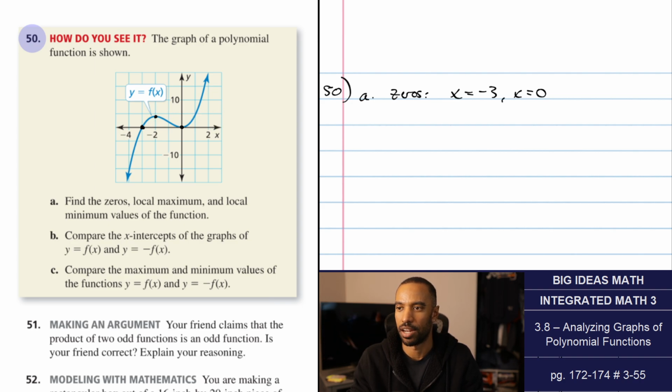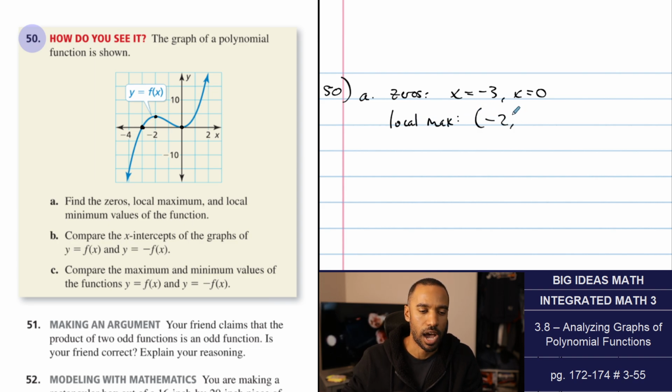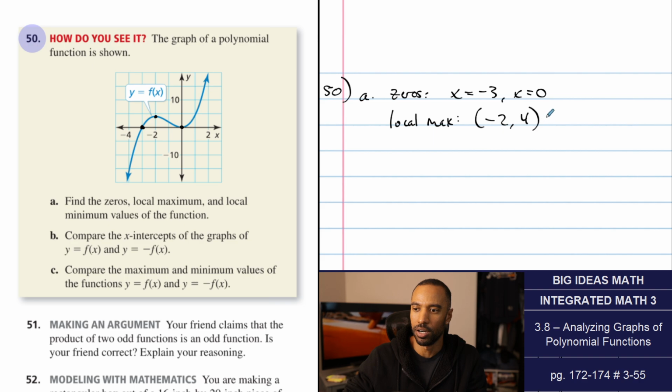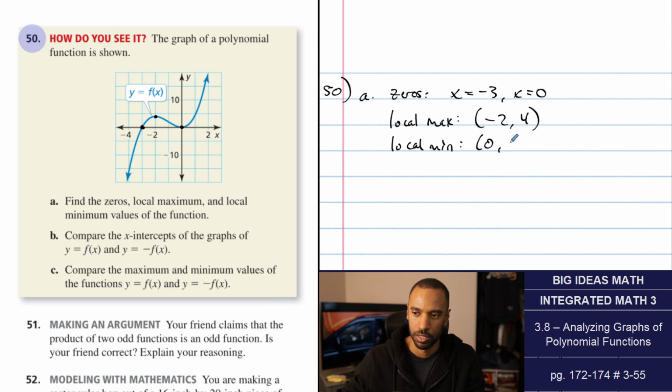they're having us kind of rough it out again. Local max is about at -2 comma, these go by 5, so probably 4. Local min is at the origin.